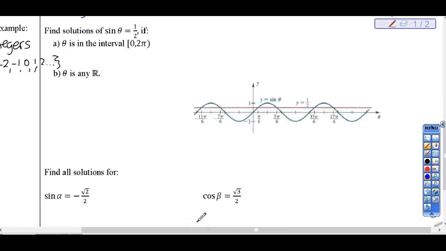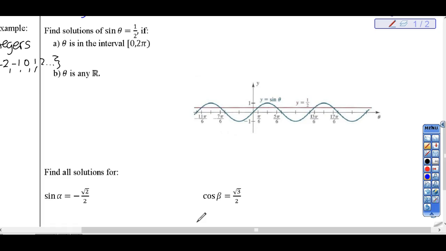The example says, find solutions of sine of theta equals a half if A, theta is in the interval 0 to 2 pi, so that's just a short interval, or if theta is any real number, which means the full domain, negative infinity to infinity, any number. So it is indicating to me that I'm looking for theta in radians or degrees. Radians, because radians are real numbers. Degrees are some human constructed measure of an angle.